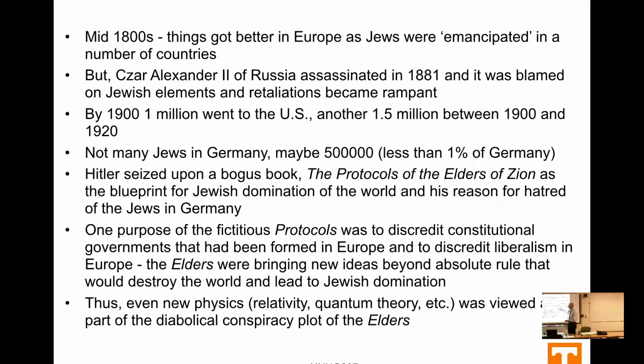And that then was translated, brought to Germany. And Hitler seized upon that bogus book. The number of Jews in Germany was not large, it was less than 1% of the population. So why did it become such a problem in Germany? It wasn't Poland or Russia, where you had a much greater percentage of Jews. But Hitler seized upon this bogus book as the reason that the Nazi Party had to get rid of the Jews, because they were going to take over the world. This was their blueprint.